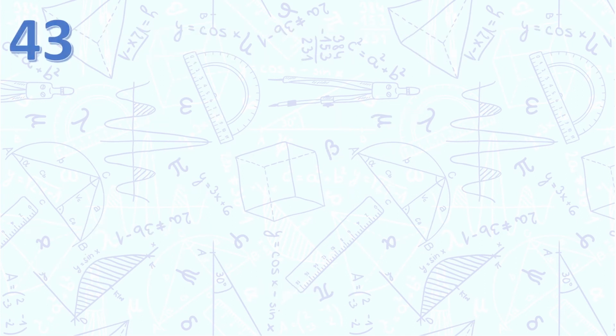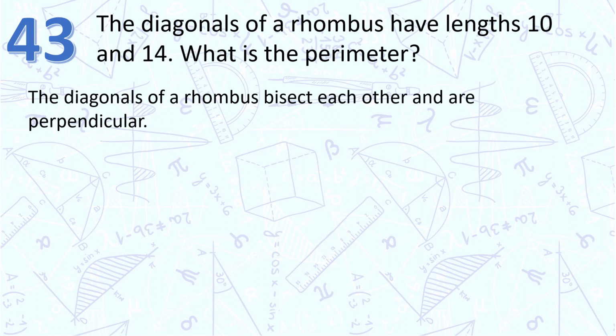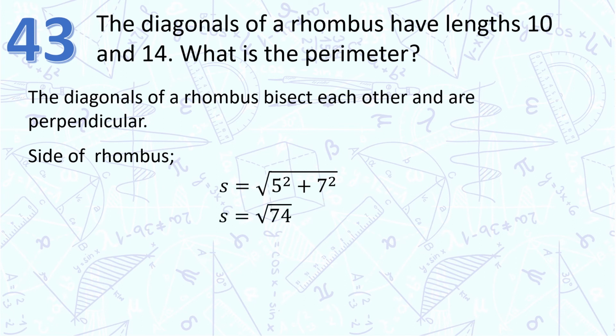Next number. The diagonals of a rhombus have lengths 10 and 14. What is the perimeter? The diagonals of a rhombus bisect each other and are perpendicular. The side of the rhombus, therefore, is the square root of 5 squared plus 7 squared, where 5 is half of the 10 unit diagonal and 7 is half of the 14 unit diagonal. Therefore, the side of the rhombus is the square root of 74. To find the perimeter of the rhombus, we multiply the length of the side by 4. Therefore, the perimeter is 4 times the square root of 74 units.